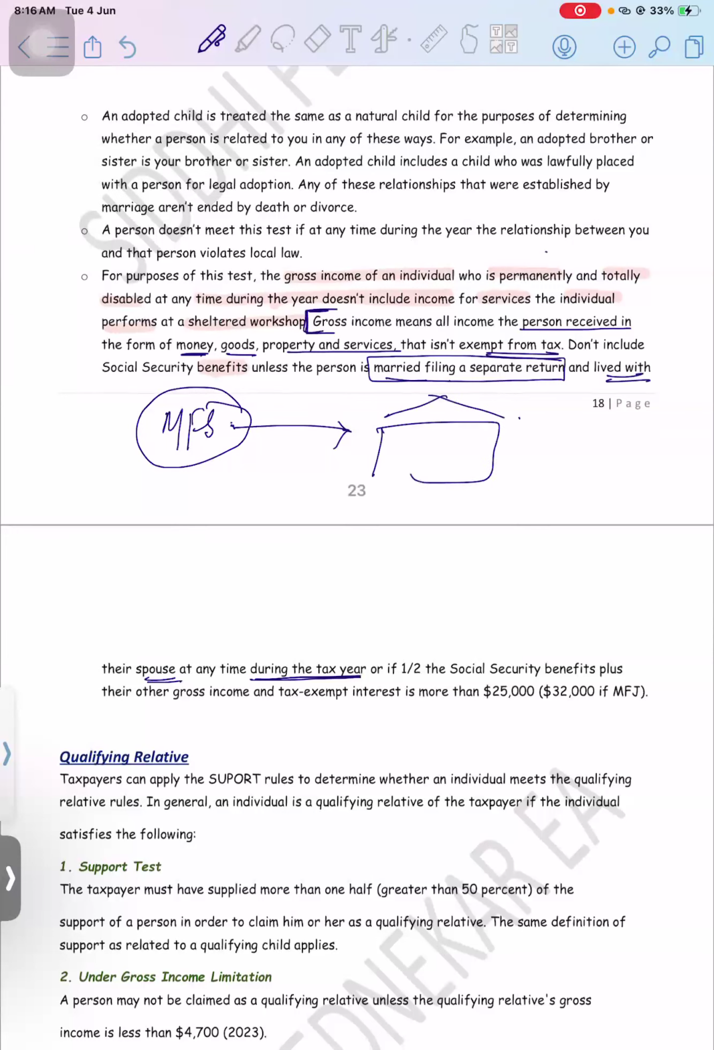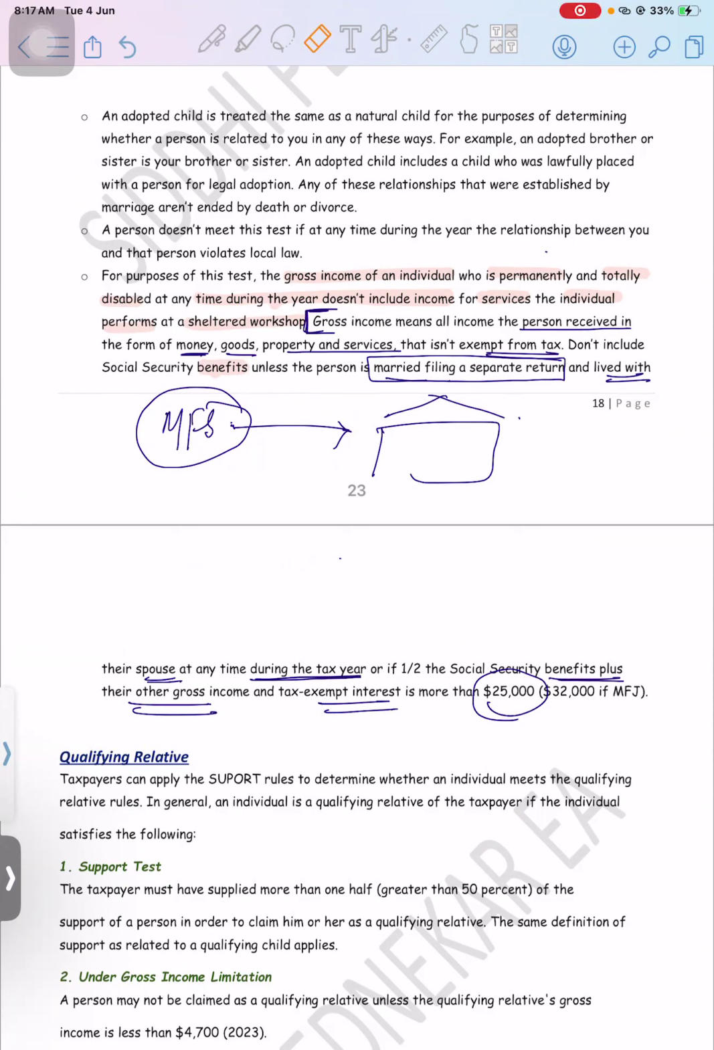Or if half of the social security benefit plus their gross income and tax exempt interest is more than 25,000. We will see that topic of social security benefit later. When you start receiving the SSB, you can exclude a certain amount from your income. Actually, whatever you receive as income should be considered in your tax return. But when you receive this SSB, there is an exception that you can exclude up to 25,000. We'll see that later when we do the topic. It's a whole different topic.